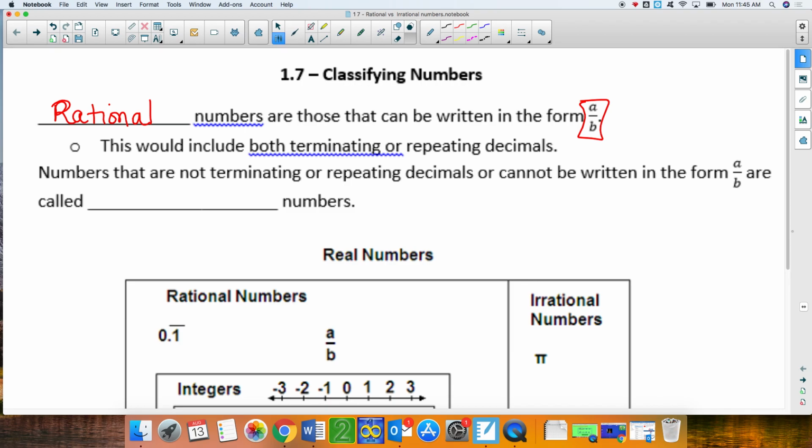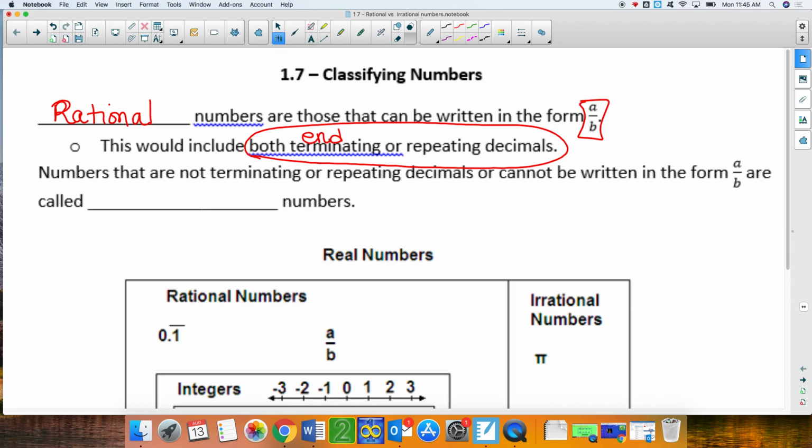You can abbreviate this in your notes. You don't need to write all these sentences out. But what you do need to put in your notes is that they can be written in the form A over B. And this is key, they would be terminating or repeating decimals. Terminating means the decimal would end, like 6.675, 2.25, 3.125. Those would be terminating decimals.